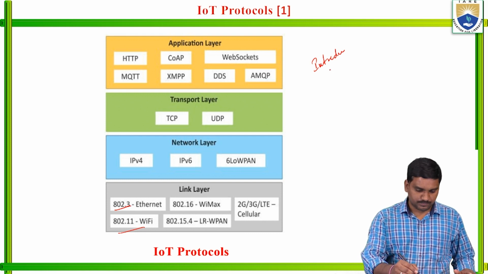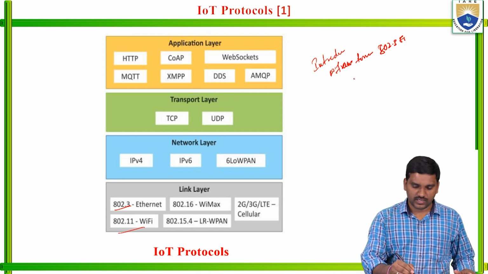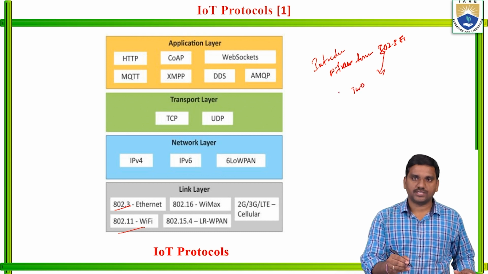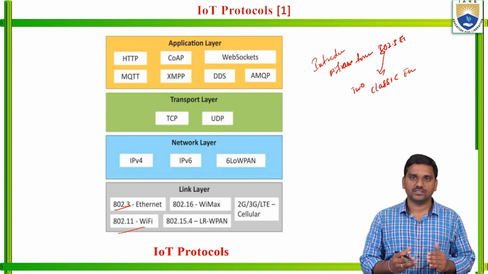We covered the frame format of 802.3 Ethernet and the classifications of 802.3 Ethernet. For example, it has two types: classic Ethernet and scheduled Ethernet. So these are the topics we discussed in the last session.